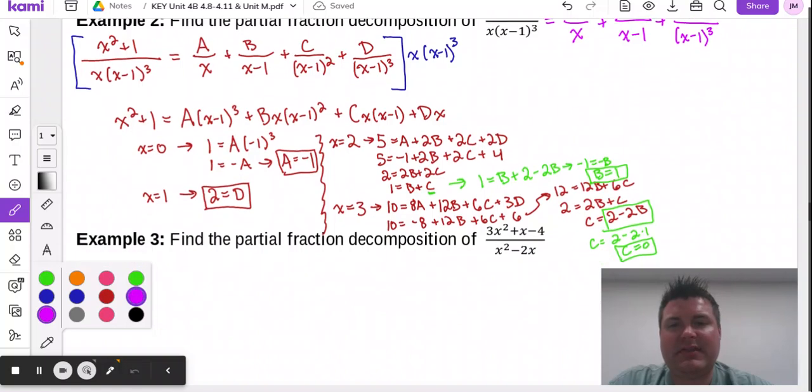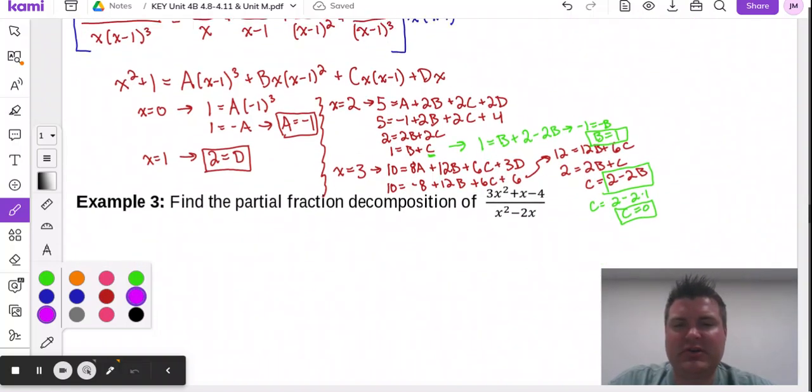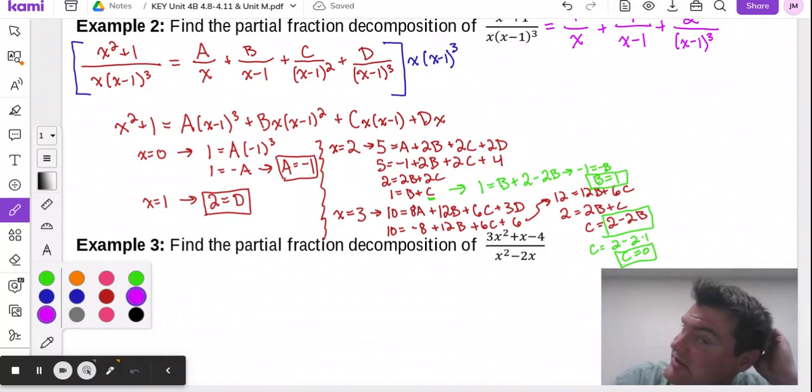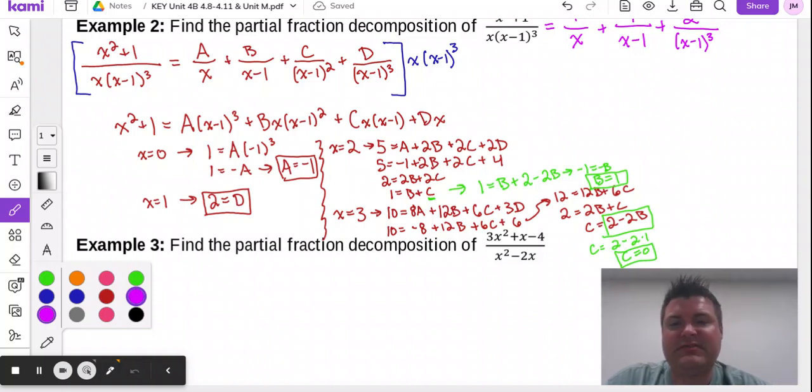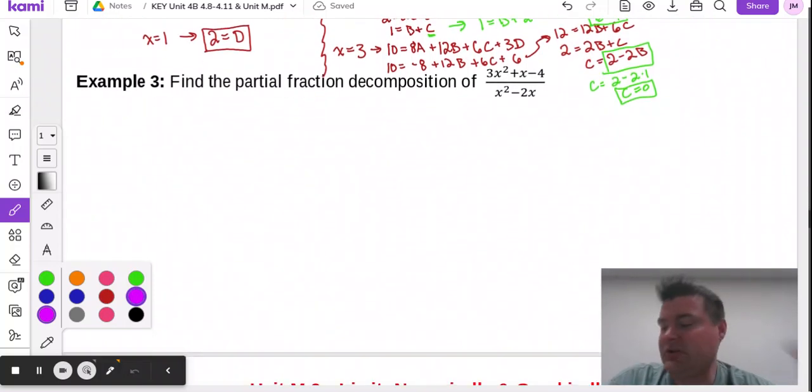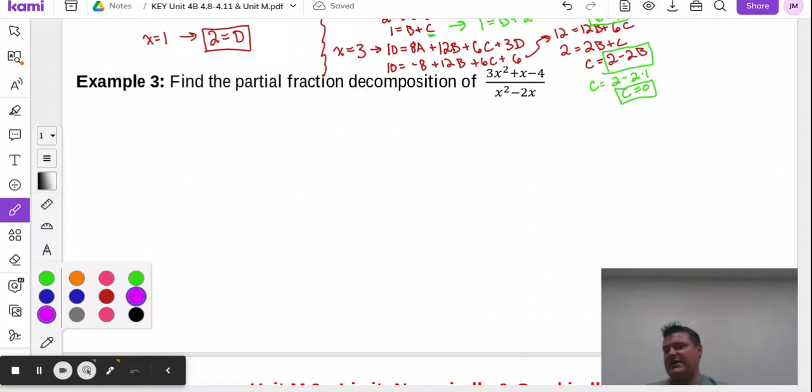Things are looking good. That's the hardest one of the whole set, just if you're curious. It's a little bit of work there. I get that. System of equations, nobody's favorite. So last one here, find the partial fraction decomposition of this guy right here.